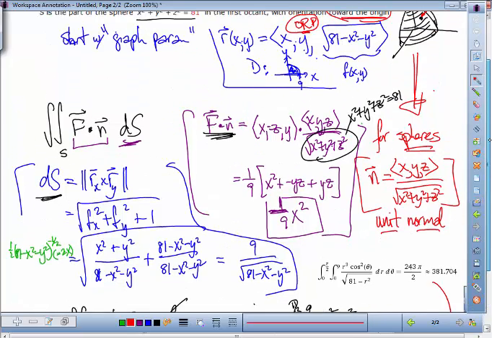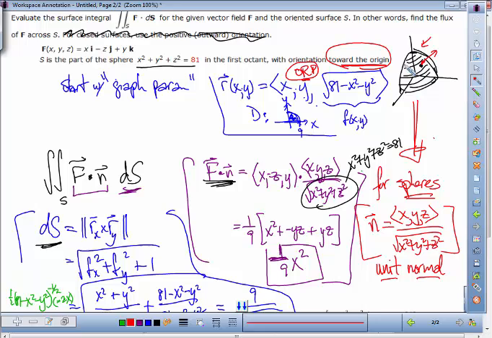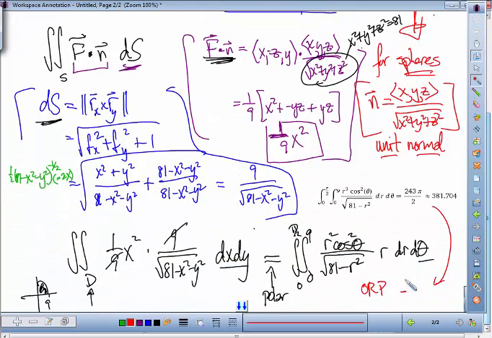We did this one because I drew my arrow going outward, but they want it to go towards the origin. I have an opposite, so that's ORP. So because we have an ORP, our final answer should be negative 243 pi divided by 2. All right? Oh, so that's the negative. The negative is what makes it reverse.